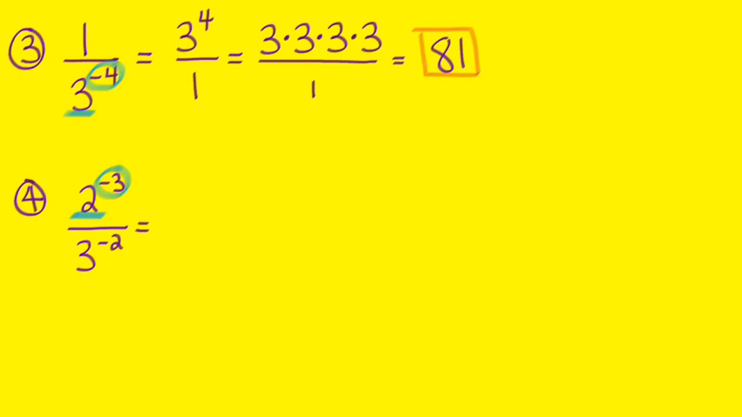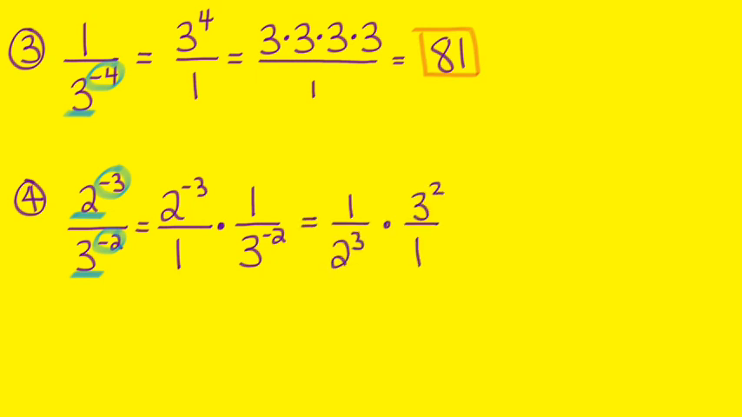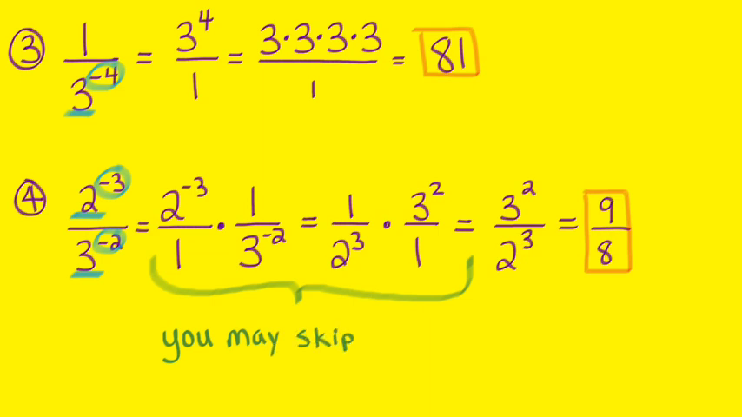So again, I take the ticket first. Both of these have a ticket, so that means they're going to be switching positions. The 2 to the negative third power is going to go downstairs, and the 3 to the negative second power is going to go upstairs. Now, I'm writing out all of these steps to show you step by step, but really you could just skip all this center part and go straight from the first step to the last step.